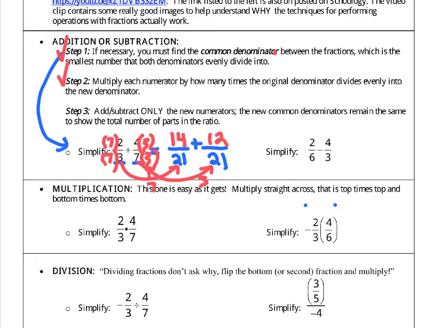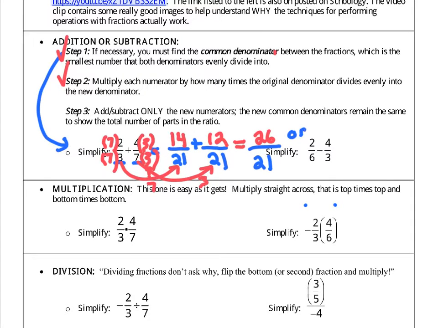The final step is to simply add only the numbers in the numerator. 14 and 12 gives us 26. And notice the bottom remains as 21. So our final answer is 26 over 21. However, that can be written as a mixed number as 1 and 5 over 21. Since neither top nor bottom of this fraction can be reduced, we would write this as our final answer.